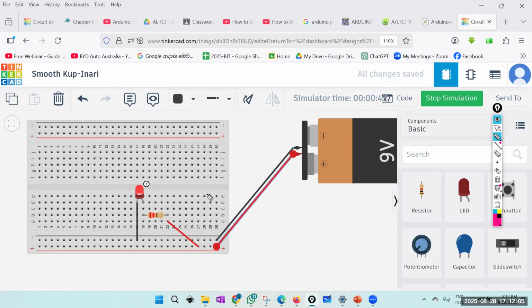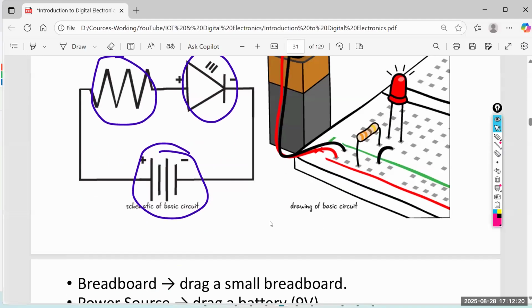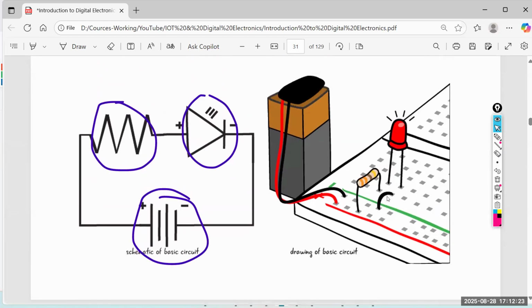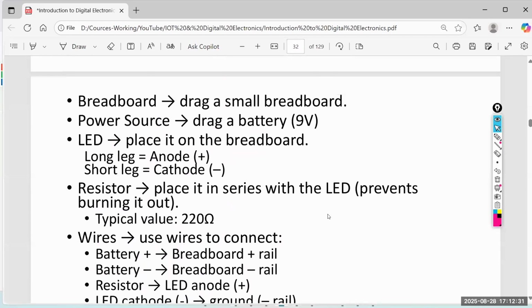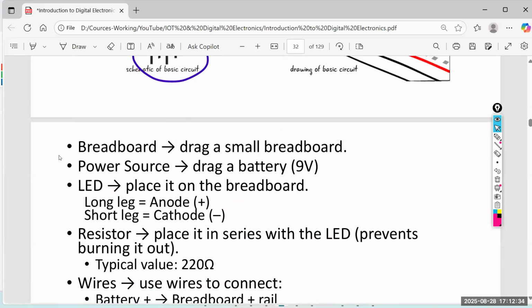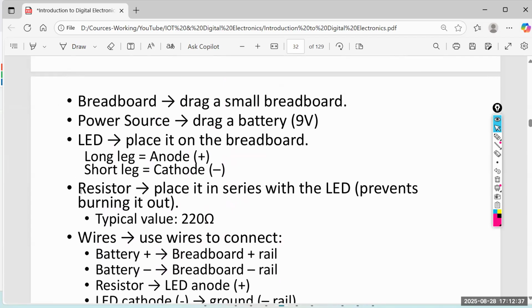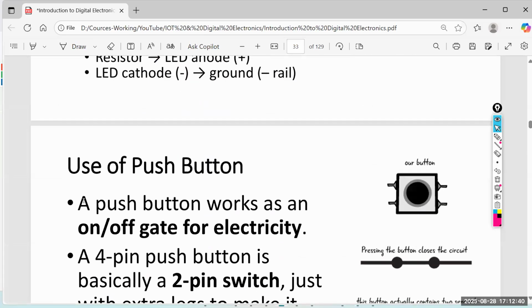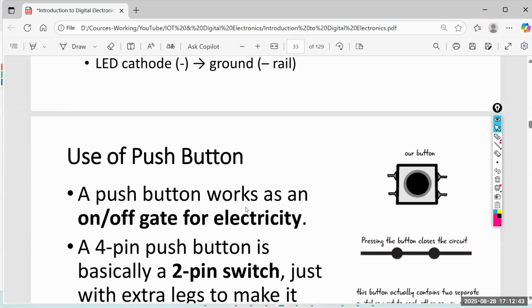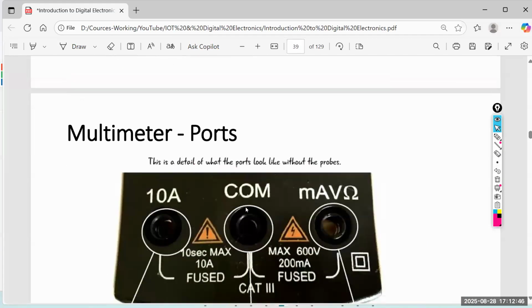So if you do it in a physical breadboard and physical battery, you will get the same result. Okay. So this is the semantic diagram. This is the physical. Okay. Physical picture of the physical if you do it. So this is if you do it in Tinkercad, the steps. Okay. Right. Any questions?